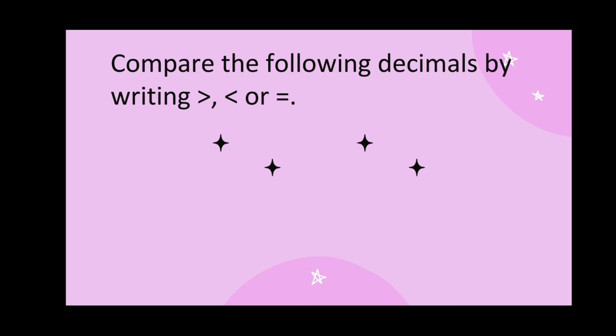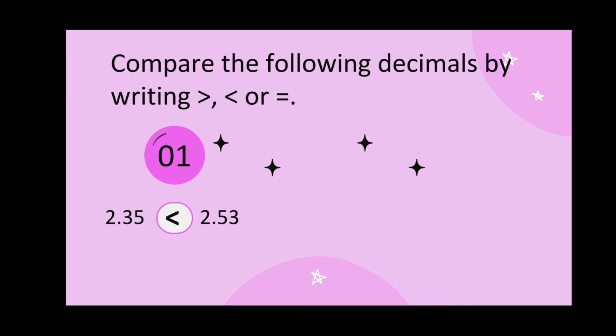For number 1, we have 2 and 35 hundredths blank 2 and 53 hundredths. As you can see, equal or same ang value ng kanilang whole number parts. Therefore, we're going to proceed on the next highest place value, which is tenths. Ang nasa tenths place value ay 3 and 5. We all know that 3 is less than 5. Therefore, 2 and 35 hundredths is less than 2 and 53 hundredths.